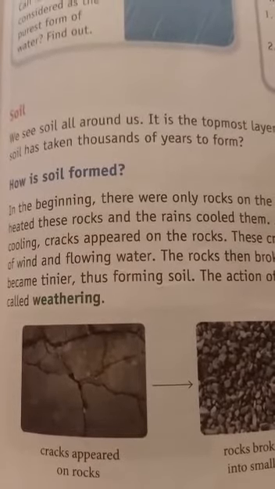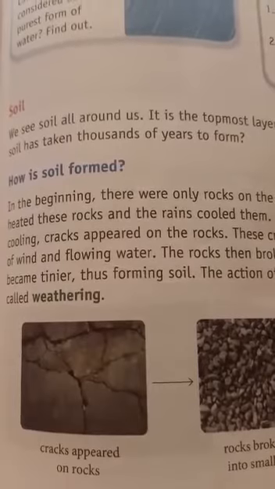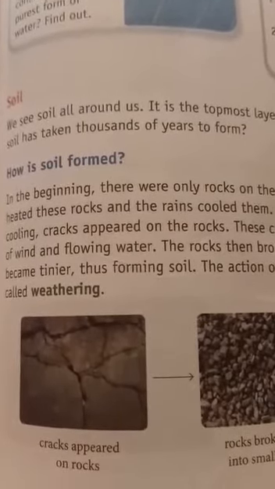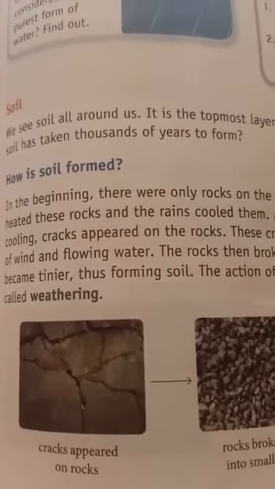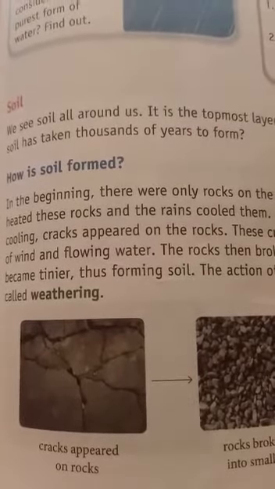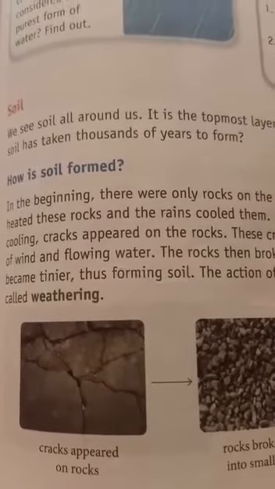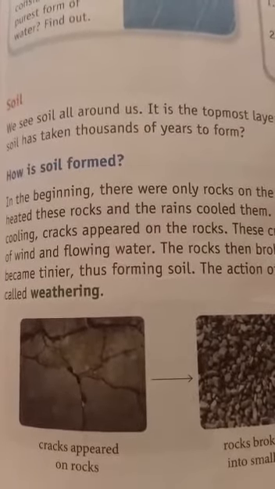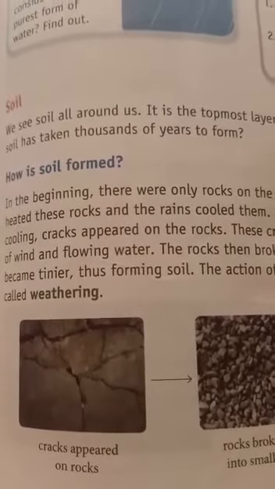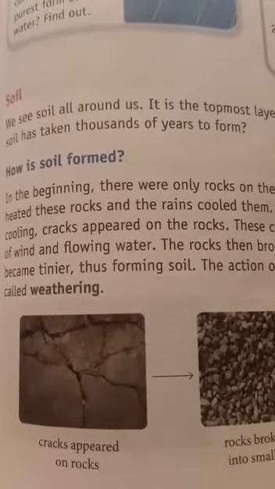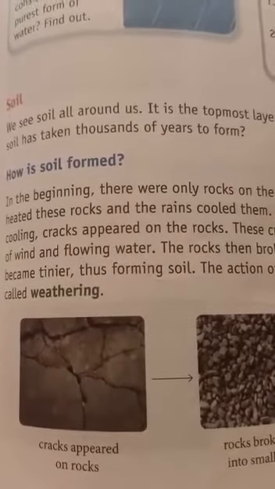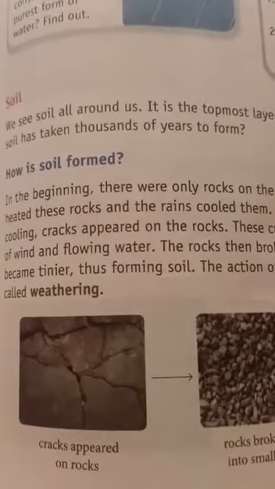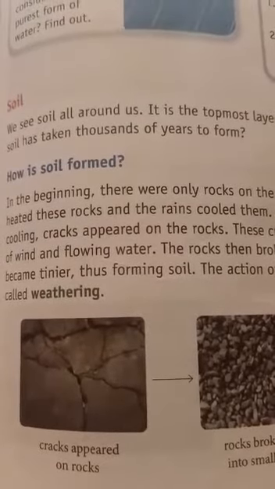So let's see what is soil. Soil is the uppermost layer of the earth where plants grow. Plants get water, minerals and nutrients from soil and grow up. As you all know, plants are the direct or indirect source of food for all living beings. So soil is very important for all living beings.